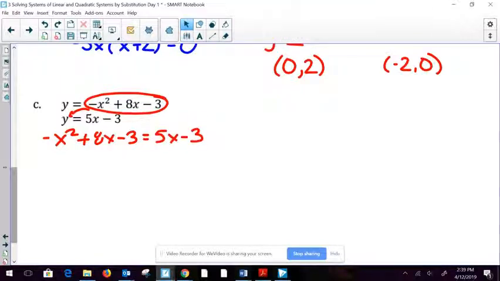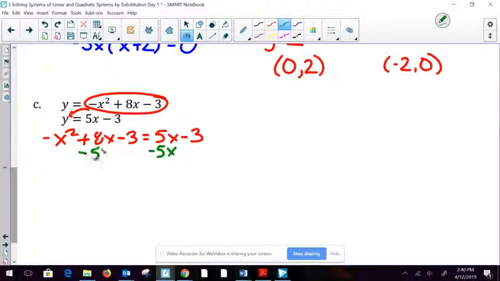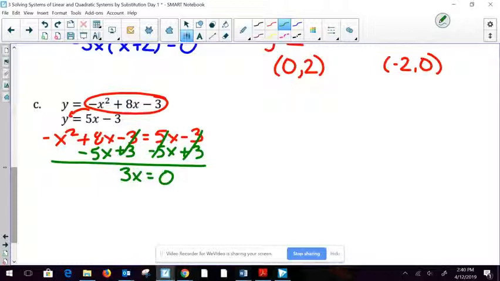And again, remember, we're doing a case of the opposites. Because my 5x is positive, I'm going to minus 5x to both sides. And because my negative 3 is negative, I'm going to add 3 to both sides. And when I do that, these cancel, and actually, these cancel again. So now I'm going to combine my like terms. 8x's plus negative 5x's leaves me with 3x. And then I'm going to carry down my negative x squared.